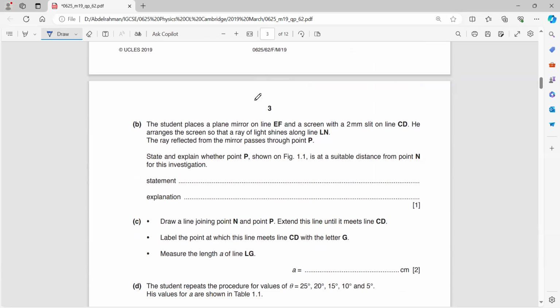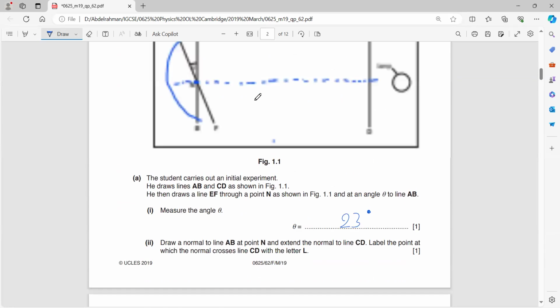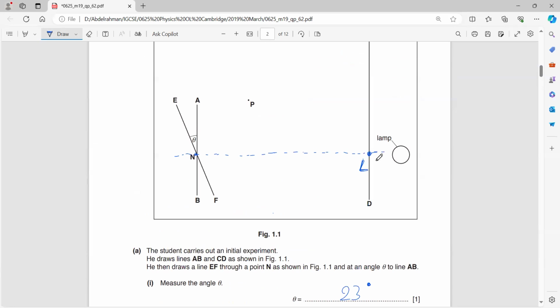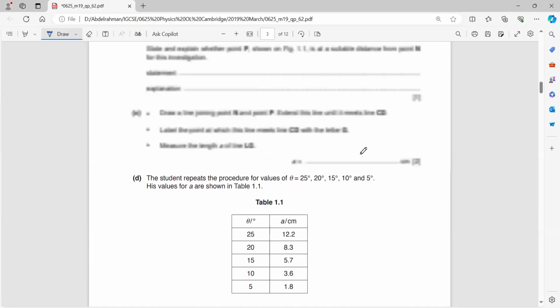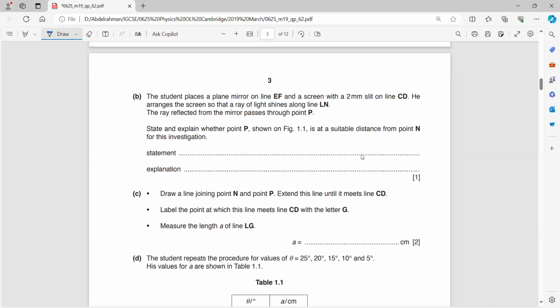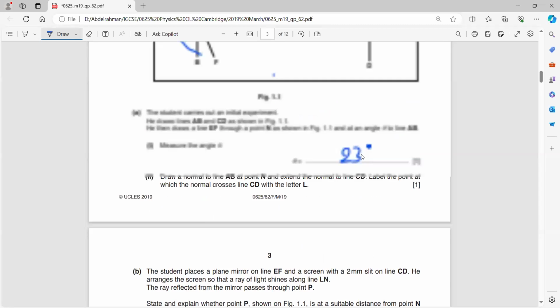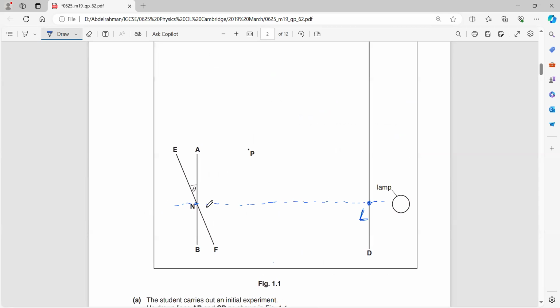State and explain whether point P shown is at a suitable distance from point N for this investigation or not. Is it at a suitable distance from point N? Where's point N? It's on the left, and this is point P. Are they at a suitable distance or not?